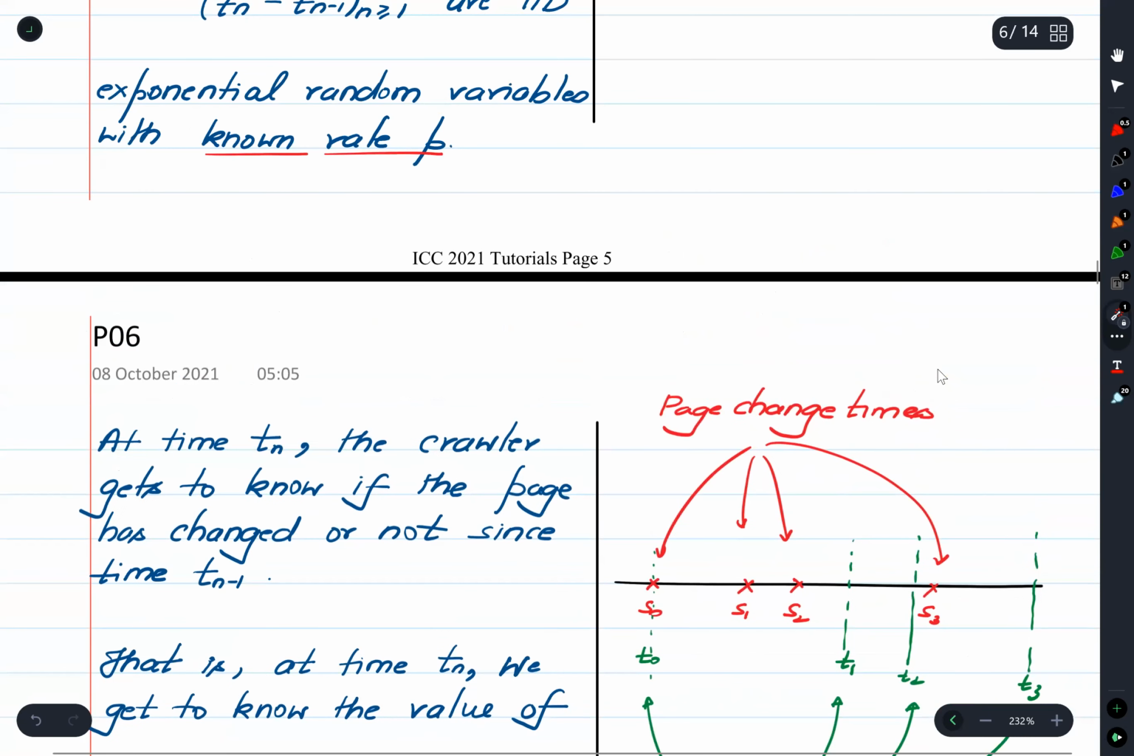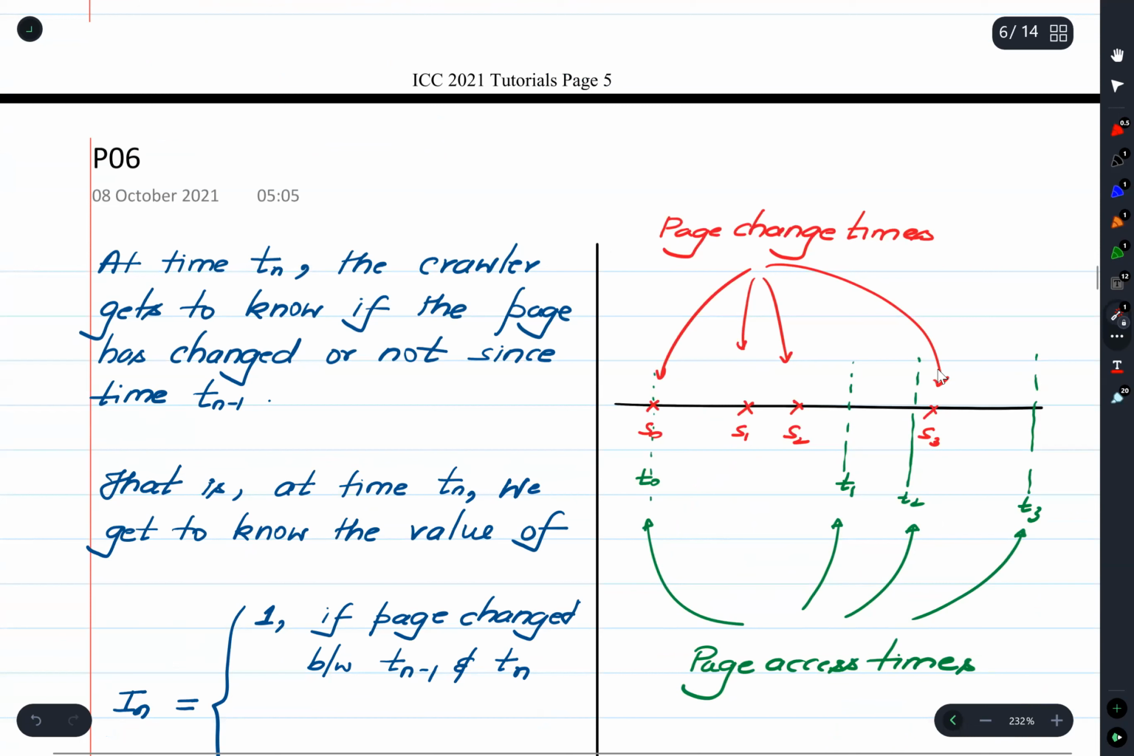Is this okay? Now observe what can happen between two time instances of access. The page could have changed multiple times, like for example here it changed twice, or it is possible that between two accesses the page never changed, or it is possible that between two accesses there was precisely one change. Is this okay? So all these different scenarios are possible: between two accesses there were multiple changes, no change, or just one change, right?